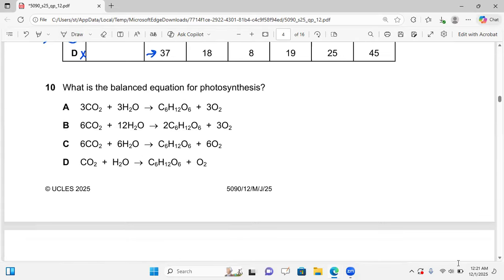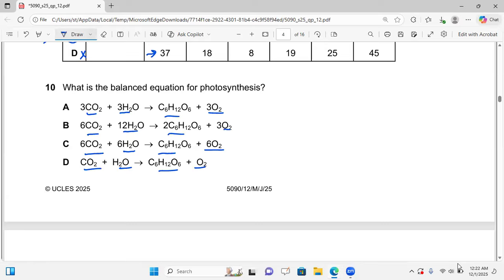What is the balanced chemical equation for photosynthesis? We remember that photosynthesis takes carbon dioxide and water and produces glucose and oxygen. Carbon dioxide and water are given in every option, and glucose and oxygen are given in all these cases. So we only have to check the balancing properly.